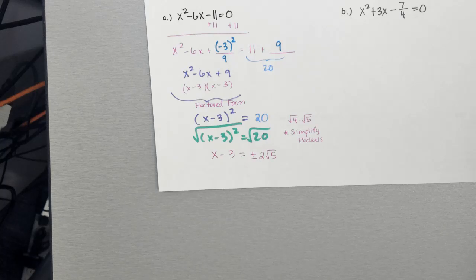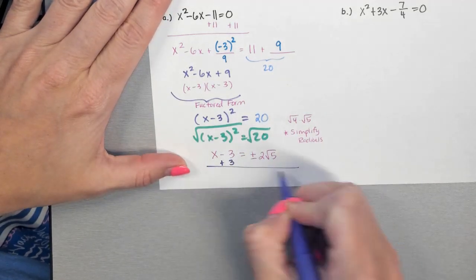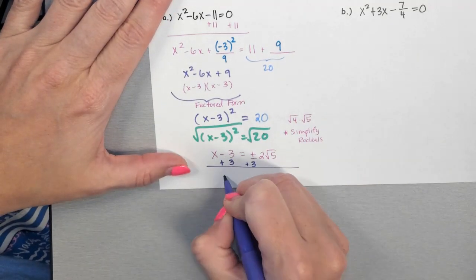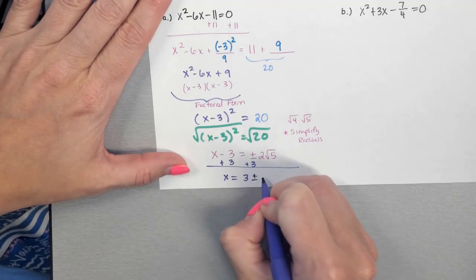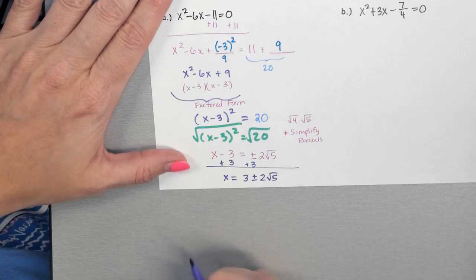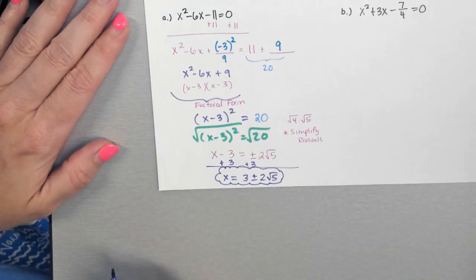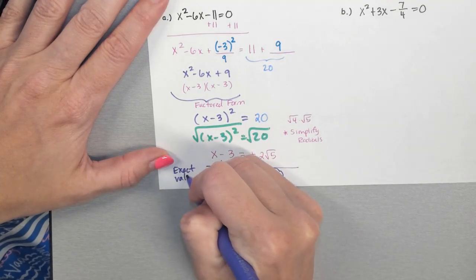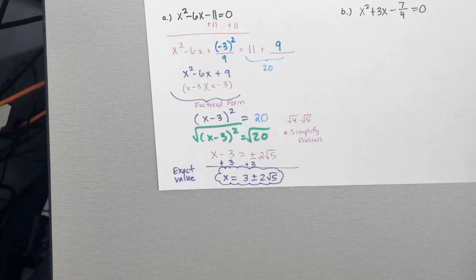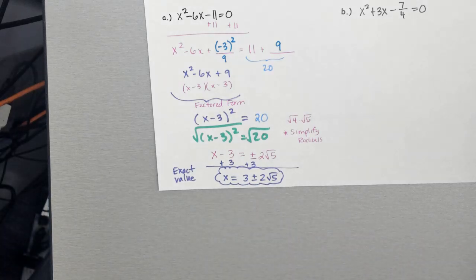Okay, and then our last step is going to be add 3. So when you write out your final answer here, this value is going to go in front. So it'll be a positive 3 plus or minus 2 root 5. Okay, we always want to leave our answers as exact values. Okay, so exact value means we aren't going to be having decimals here. Let's continue.